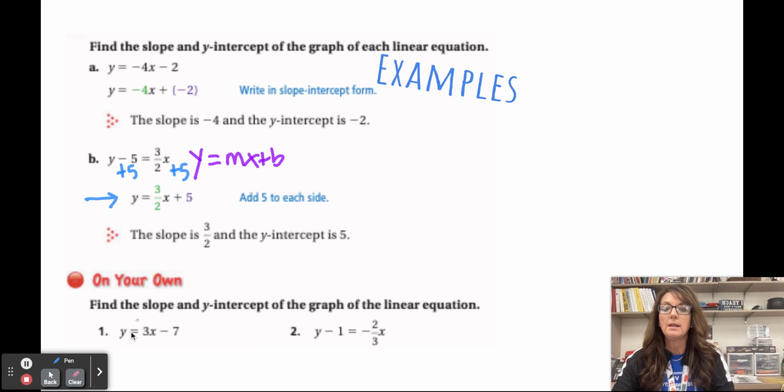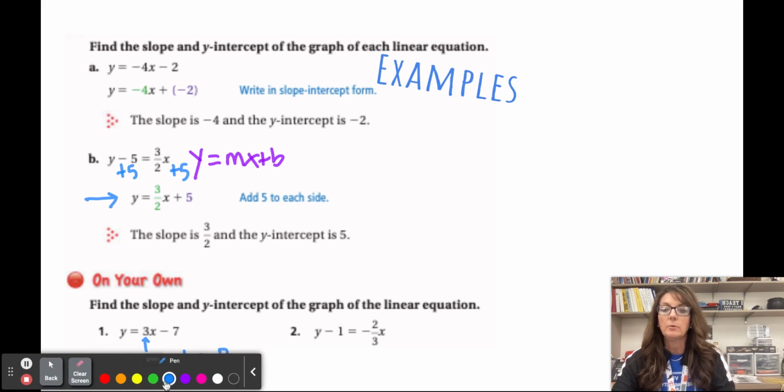Looking at number 1, y is equal to 3x minus 7. So slope-intercept form tells us that this is our slope. m is equal to 3. And then -7 means that the y-intercept, b, is equal to -7. It's going to cross the y-axis at -7.